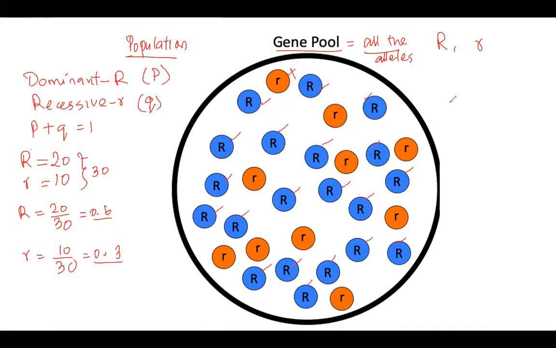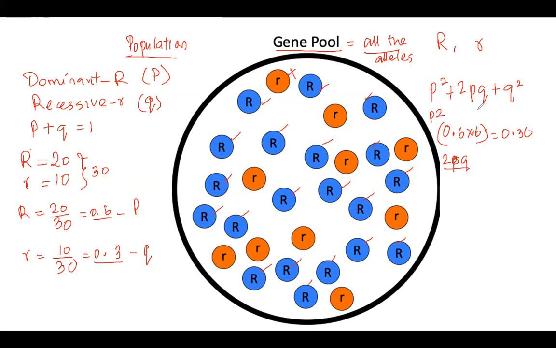Okay, one more thing. Suppose we look at the expanded form. Let's try that also. P squared plus 2pq plus q squared. So what is p squared here? P is equal to 0.6, q is equal to 0.3, right? So what is p squared? P squared is 0.6 times 0.6. 0.6 times 0.6 is equal to 0.36. Okay, that's p squared.